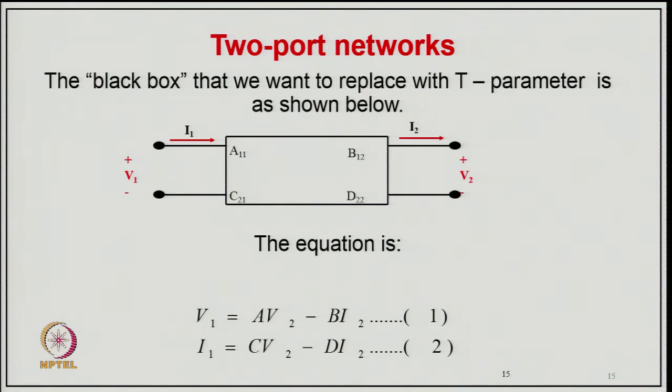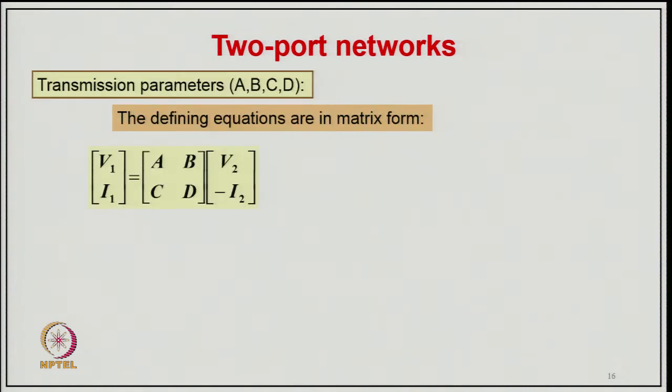So, these are what we call the ABCD parameters of this two port network, the transmission parameters. The ABCD parameters can be defined in matrix form, with V1, I1 as a function of V2, minus I2 through ABCD. We can find A, the voltage gain, as V1 divided by V2, where I2 is 0, meaning the output terminals are open, and C equal to I1 upon V2, where I2 is again 0.